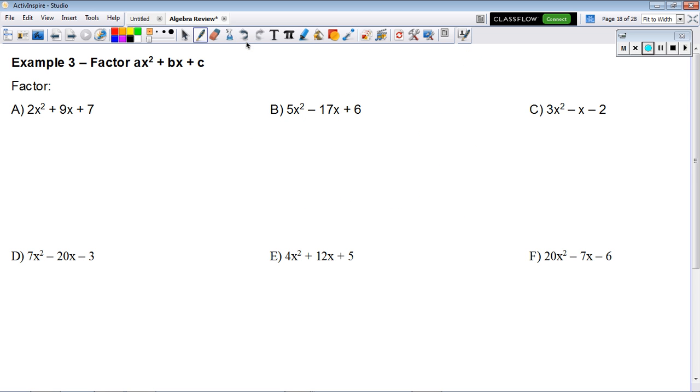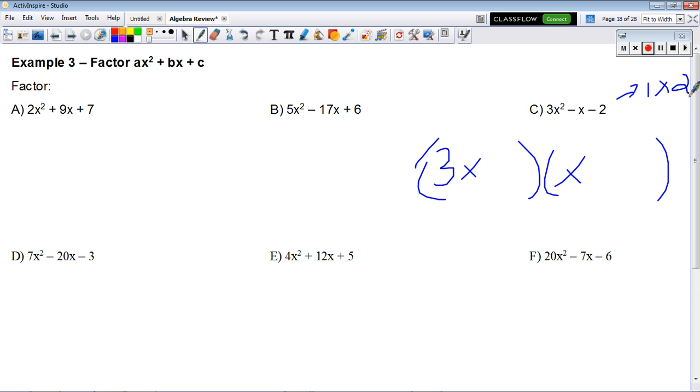For part C, I have a 3 in front of the x squared. So I'm going to put this in here. So this will be 3x times x. And then the factors of 2 are just 1 times 2, and notice it's a negative 2 at the end, so that tells me that the signs are different. Now here's where you have to be careful about putting your signs in, because the terms that are in the parentheses right now are not the same. They're different. So where I put the plus and where I put the minus is of significance in this case.